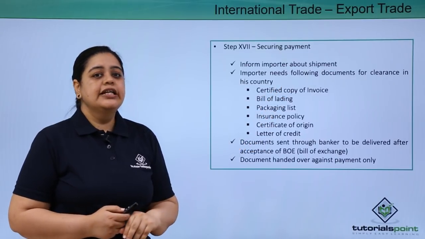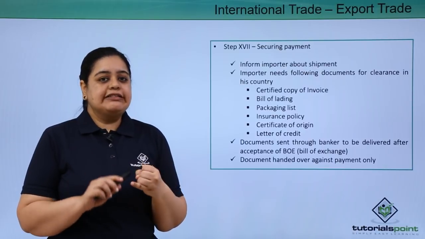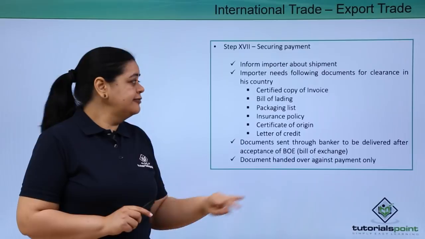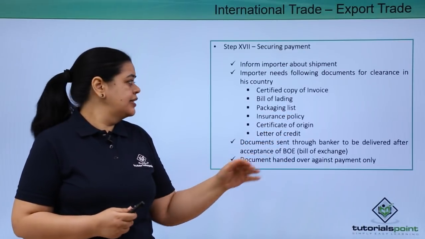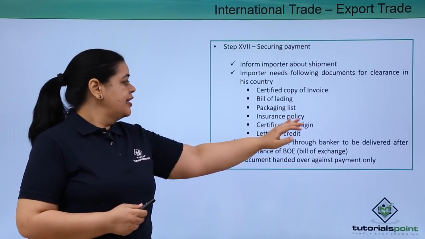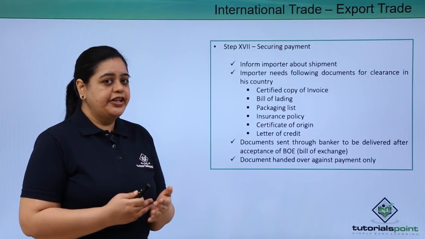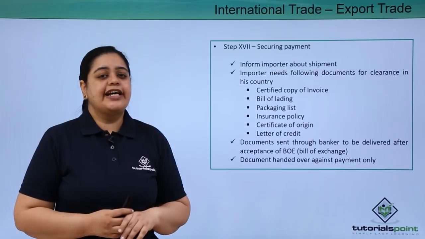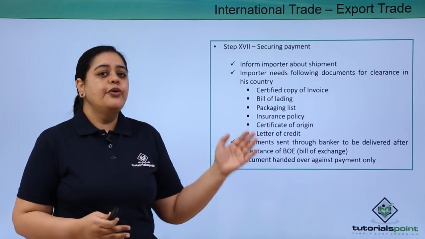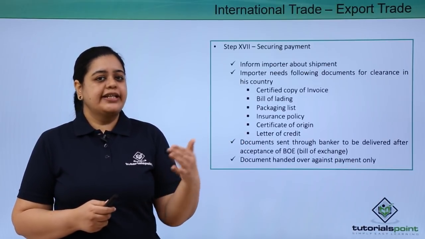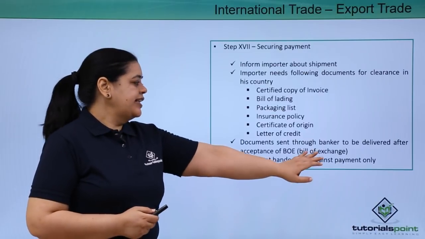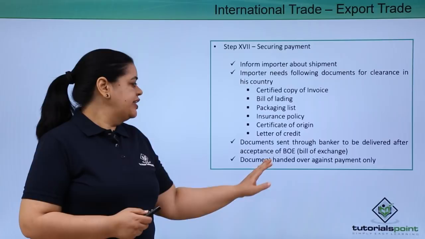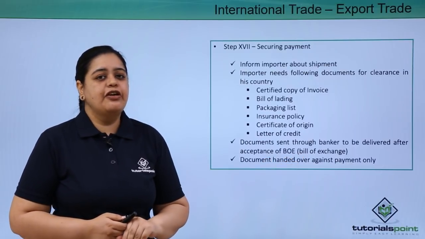Now what are those documents? First, a certified copy of invoice, a bill of lading, the packing list, that is a packaging list, insurance policy, certificate of origin and letter of credit. All these documents have to be prepared by the importer. Once the exporter informs him that the goods have been shipped, he will send the documents through the banker, which would be delivered after the acceptance of the bill of exchange.